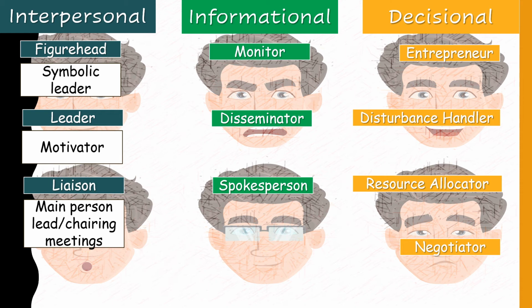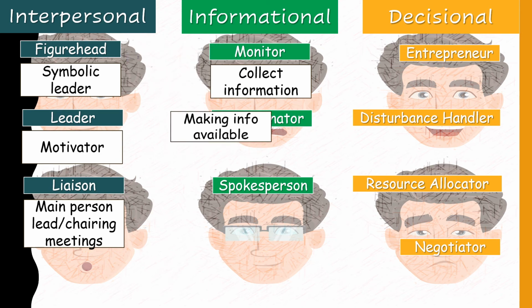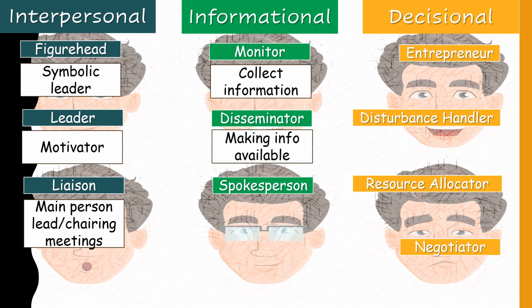Under informational, there are three roles: monitor, disseminator, and spokesperson. As a monitor, a manager will need to monitor what's happening around them in terms of news that could affect the business. So they need to be able to collect information for the company. Not only that, they will need to disseminate that information, making it available to people. And when there is a need, they are also a spokesperson to people inside and outside the company, an external communicator, the main person who will inform people about what's happening.